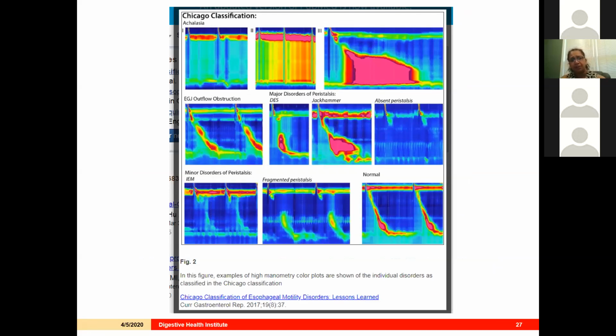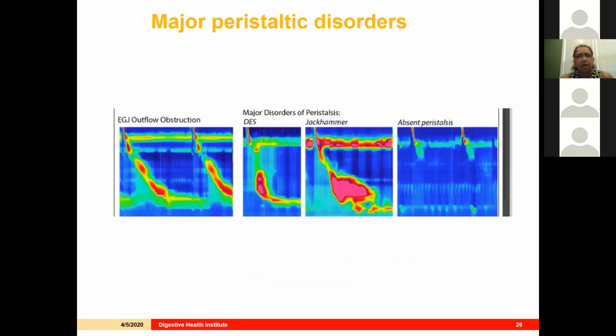So this is a very nice paper by Marco Patti reviewing all of the non-achalasia motility disorders. You can see achalasia at the top of the screen, and then he separates them into major disorders of peristalsis and minor disorders of peristalsis. He'll go through these individually briefly here. The major peristaltic disorders include EGJ outflow obstruction, distal esophageal spasm, jackhammer, and absent peristalsis.